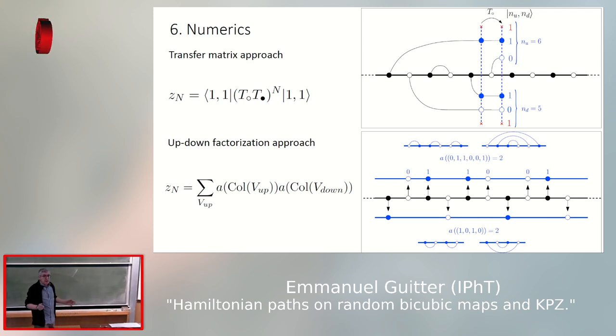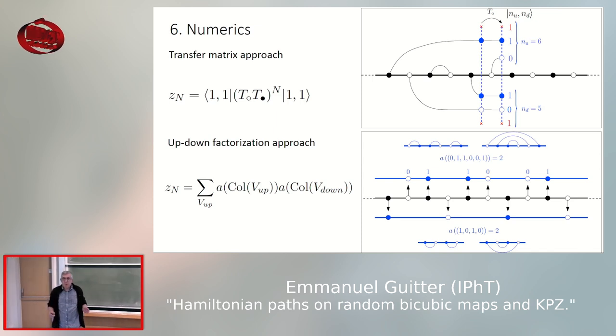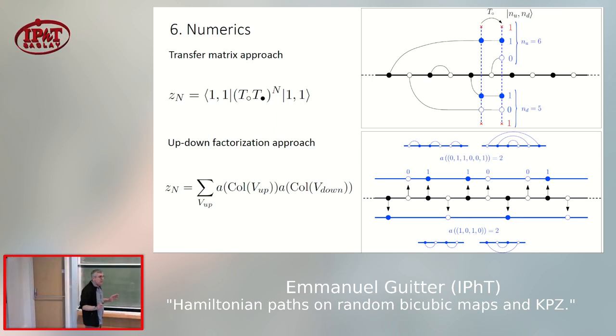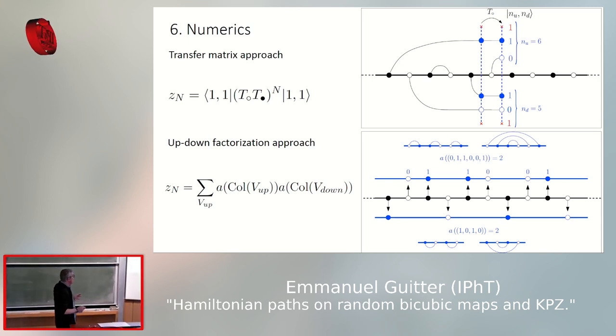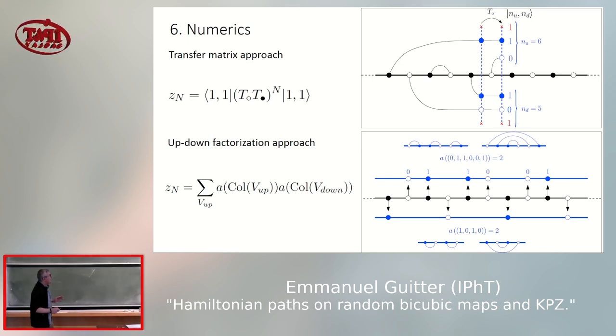So we had two completely different approaches, which is important so that we can trust our numbers, because it's very easy to make a mistake with the combinatorics in this problem.